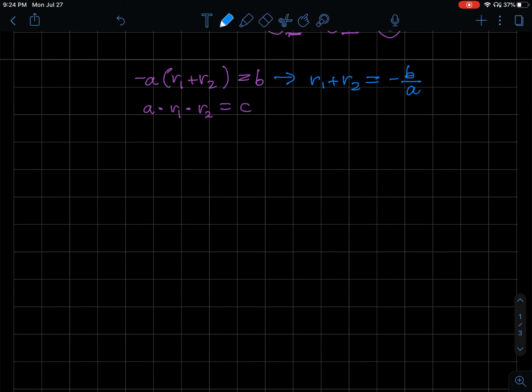And the next one, we can do the same thing, but we want r1 times r2, and there's no negative sign here. So all I'm going to do is just divide by a and not negative a this time. And that'll give us r1 times r2 equals c over a. And there you have it. That right there is Vieta's formulas.